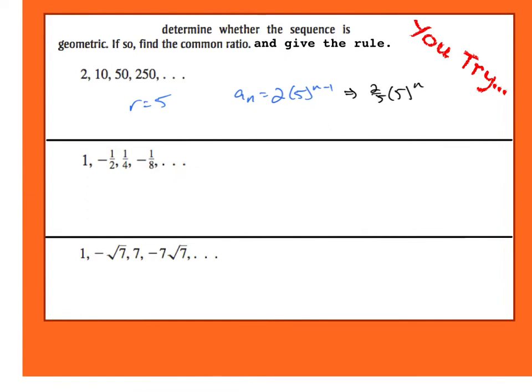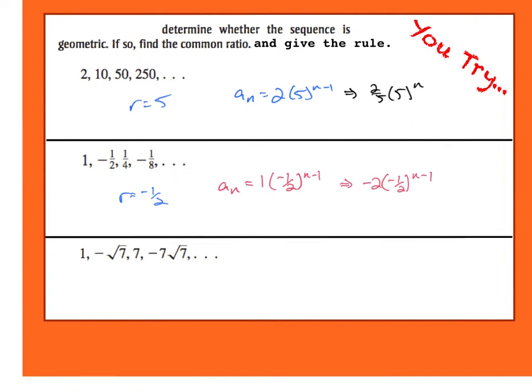All right, this next one, pick somebody. I got the common ratio as negative 1/2. So it would be a sub n equals 1 times negative 1/2 to the power of n minus 1. All right. And if you actually converted it, it would be negative 2 times negative 1/2 to the power of n.